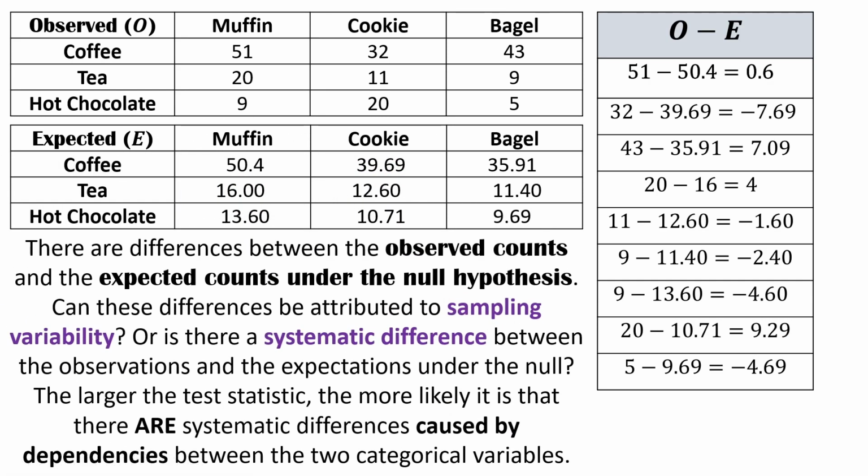And so here's the concept behind this test again, which I like to emphasize every chance I get, because I like you to understand what the test is about. There are differences between the observed counts and the expected counts under the null hypothesis. That's what we're seeing here. The question is, can these differences be attributed to sampling variability alone? Or is there a systematic difference between what we observe and what the expectations are under the null? When I say systematic differences, in this case, I'm saying, is there evidence that some of these selections are dependent? There are some dependencies between them.